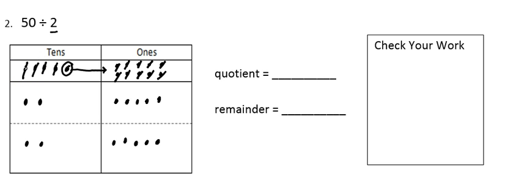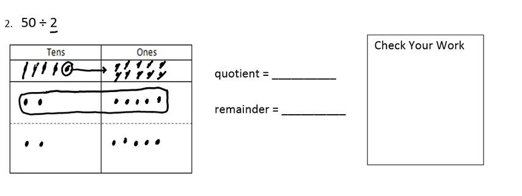Having unbundled that 10 allows me to distribute them in the ones column as well. And again, the answer to a division problem is telling how many are in one group. So here I have 2 tens and 5 ones. So my quotient, or my answer, is 25, and I don't have any remainders. I used up all of my discs.